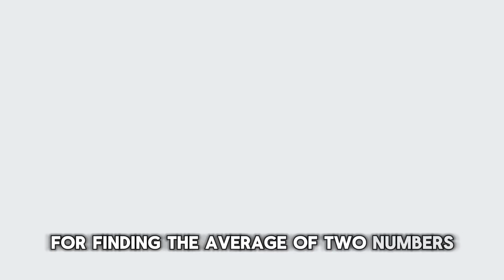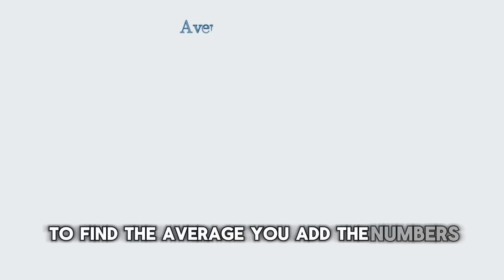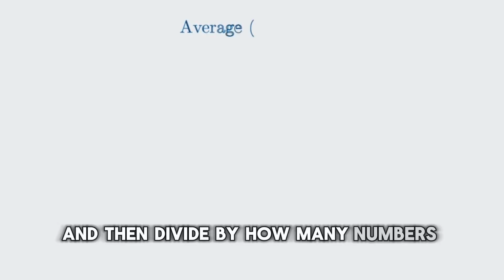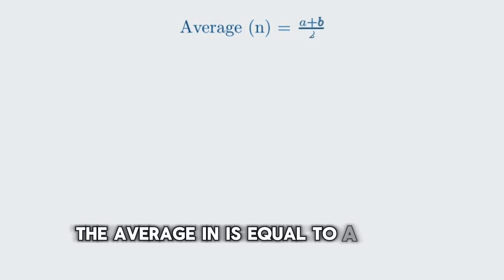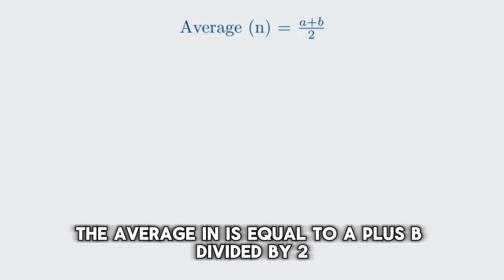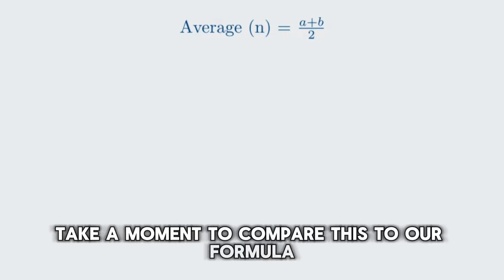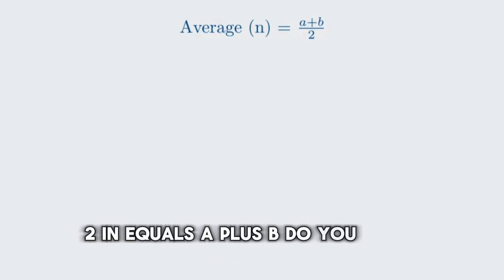Let's remember the formula for finding the average of two numbers. To find the average, you add the numbers together and then divide by how many numbers you have. For a and b, the average n is equal to a plus b divided by 2. Take a moment to compare this to our formula, 2n equals a plus b. Do you see a connection?